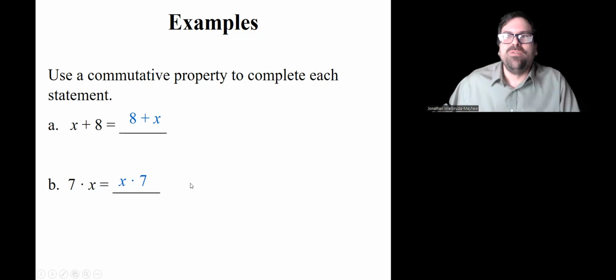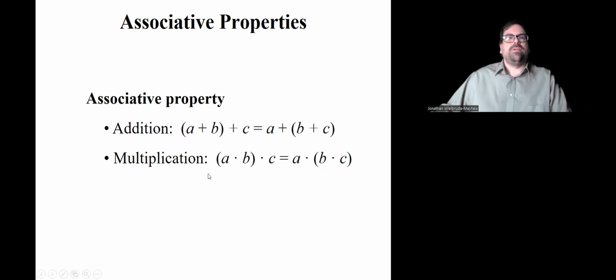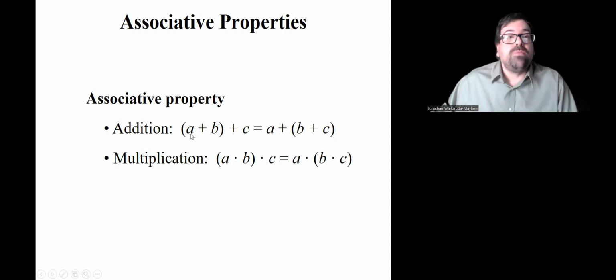Okay, let's move on for real now to the associative properties. The associative properties tell us that we can group addition and multiplication in any order. We can do any grouping. For addition, if we had a plus b plus c, we can add a plus b first and then add c. Or we can move the parentheses over to the b plus c and add b plus c first and then add the a on.